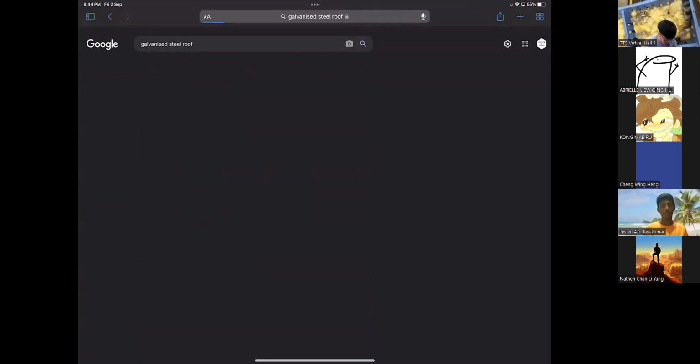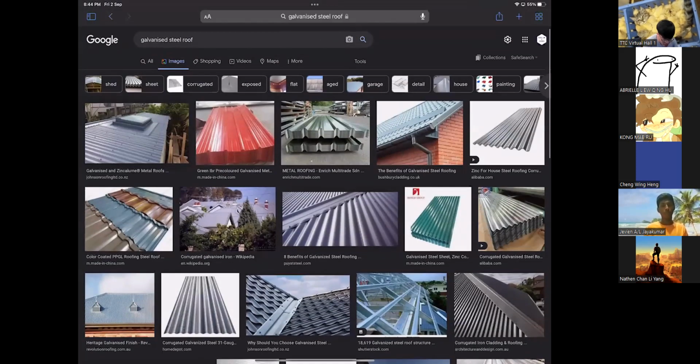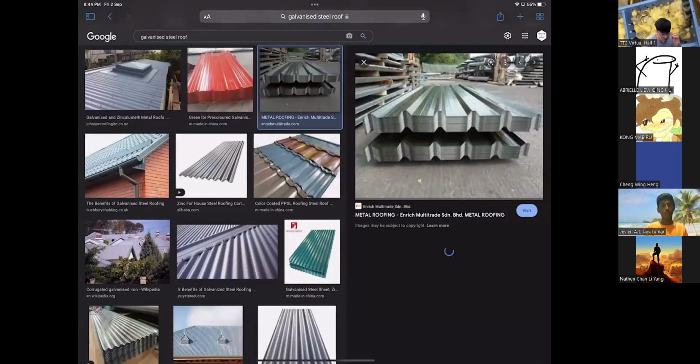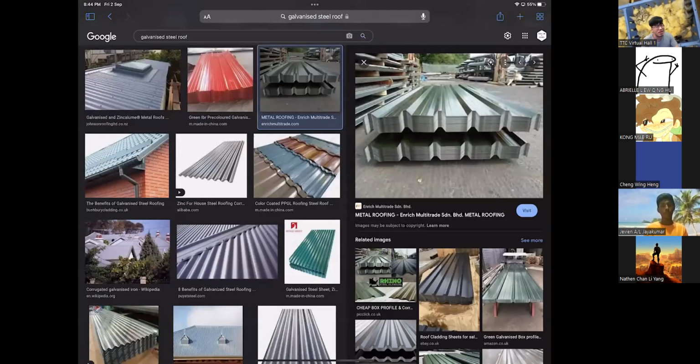There, this thing. This is so bloody annoying, because if your house uses this, oh my god, it's going to be so noisy when it rains, right? So guys, what is this made of? Galvanized steel is made from iron.